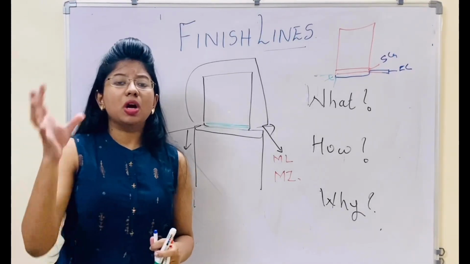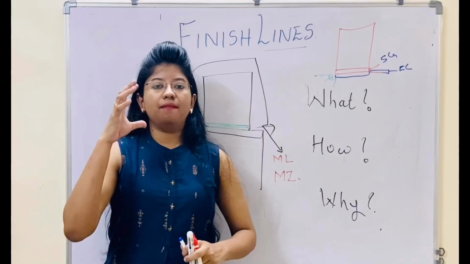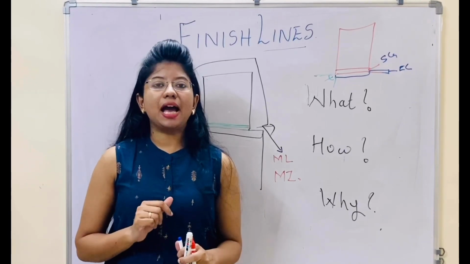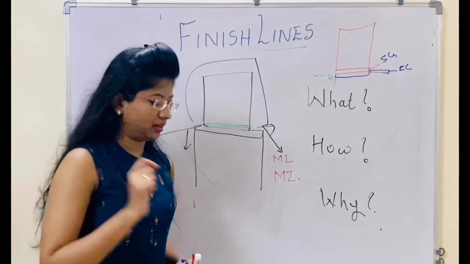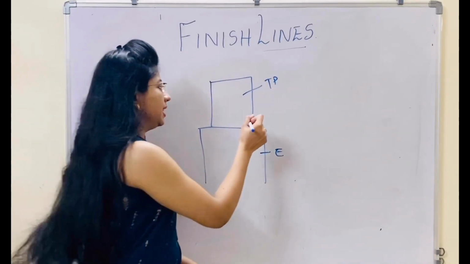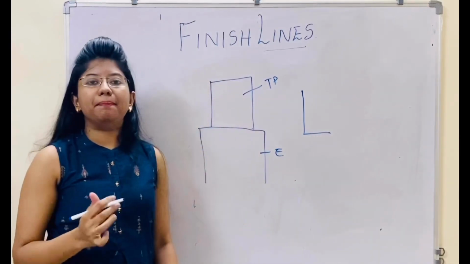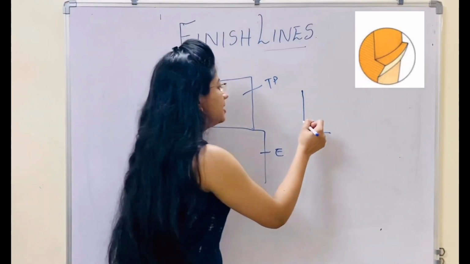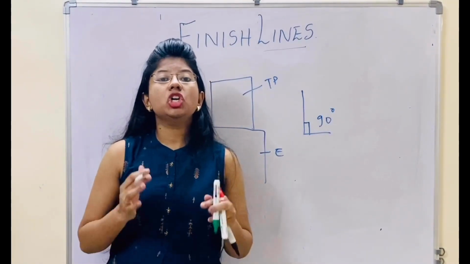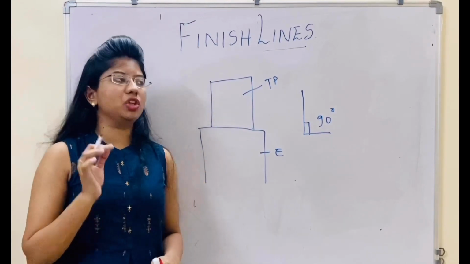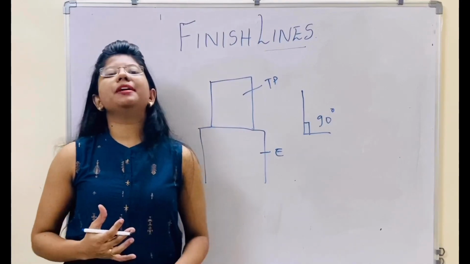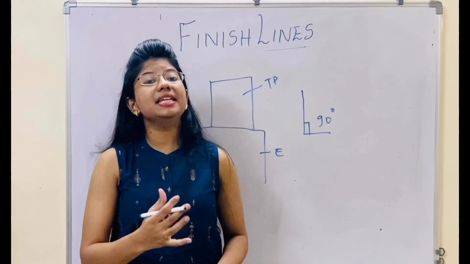Now I will tell you, according to the different crowns, why we need to give different types of finish lines. So the first finish line I am going to explain is the shoulder finish line. So this is the prepared tooth and this is the external surface of the tooth. The angle made by the prepared tooth and the external tooth surface is 90 degrees. That is, it is a butt joint. Whenever you are giving a shoulder margin, it is a butt joint. Secondly, there is more tooth reduction. Generally, the shoulder margin is considered the least conservative.